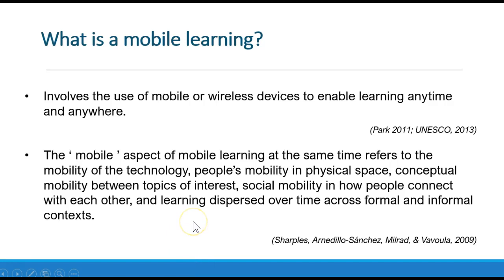What is mobile learning? Mobile learning involves the use of mobile or wireless devices to enable learning anytime and anywhere. At the same time, the mobile aspect of mobile learning refers to the mobility of technology, people's mobility in a physical space, conceptual mobility between topics of interest, social mobility in how people connect with each other, and the learning dispersed over time across formal and informal contexts.